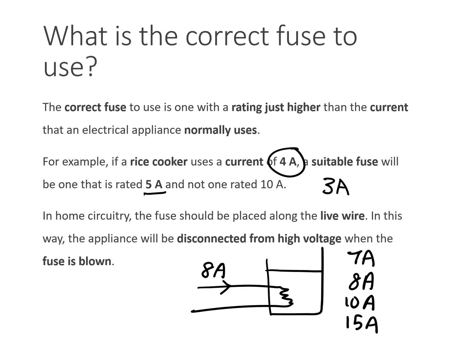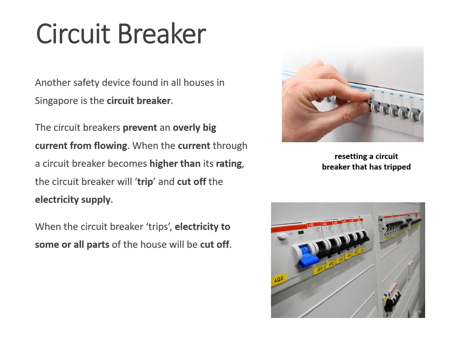Right? So what you do is, because the current that's required for it to work is 8, we will choose one that is slightly larger than 8. So in this case, I will choose a 10 ampere fuse. I cannot choose 7 or 8 because 7 or 8 means that my current will never be able to go beyond 7 or go beyond 8. Then my water heater cannot be used. I do not want to choose 15 as well because then I'm not protecting my appliance.